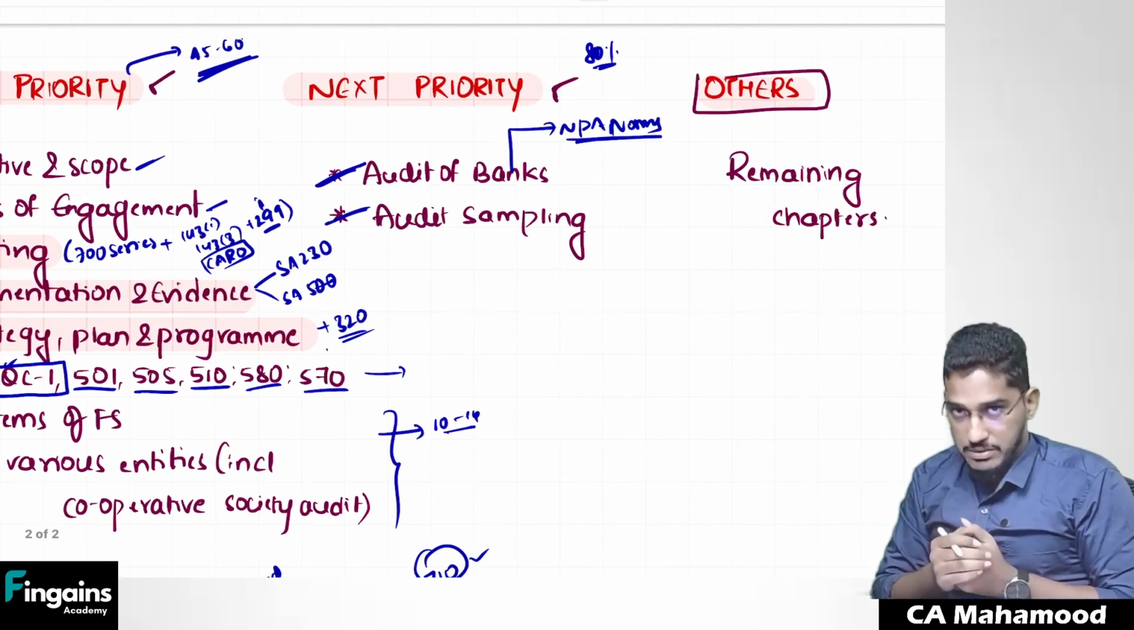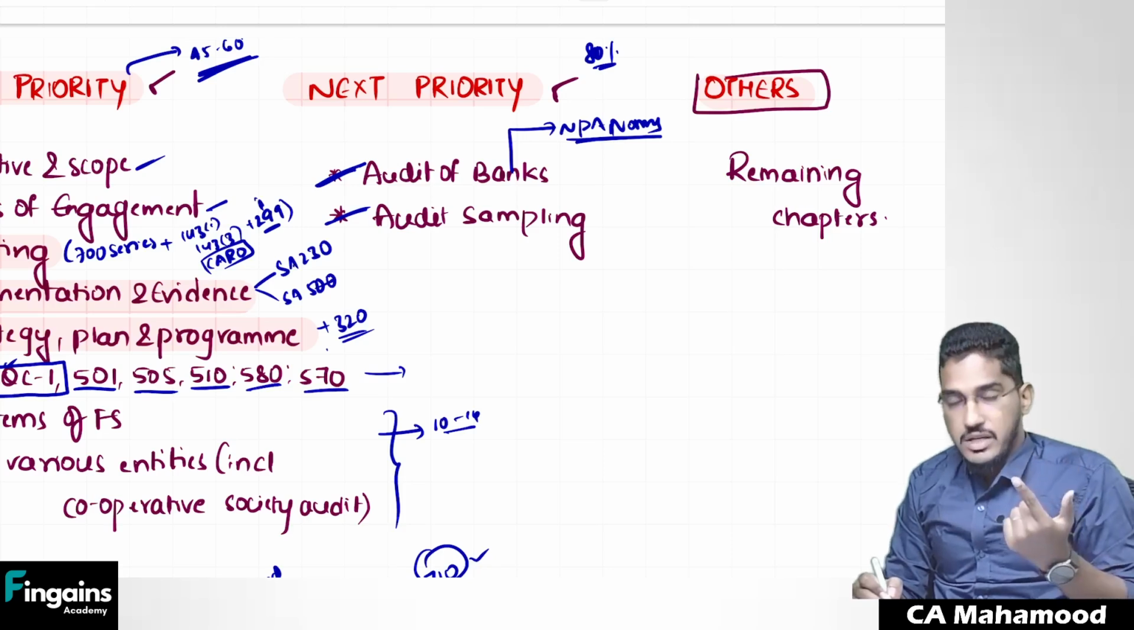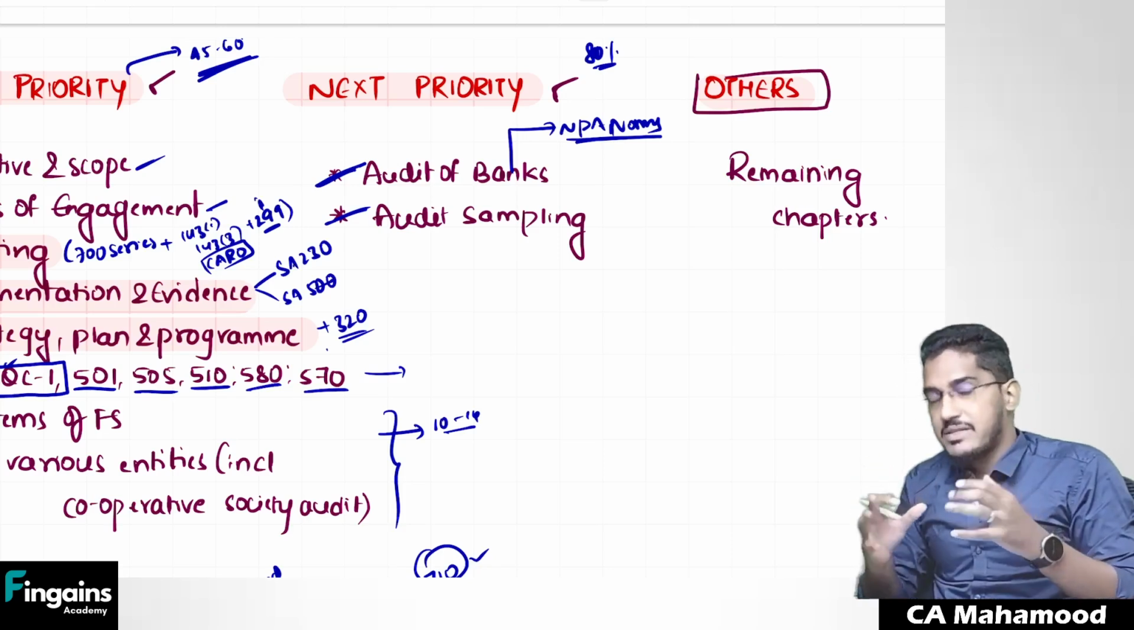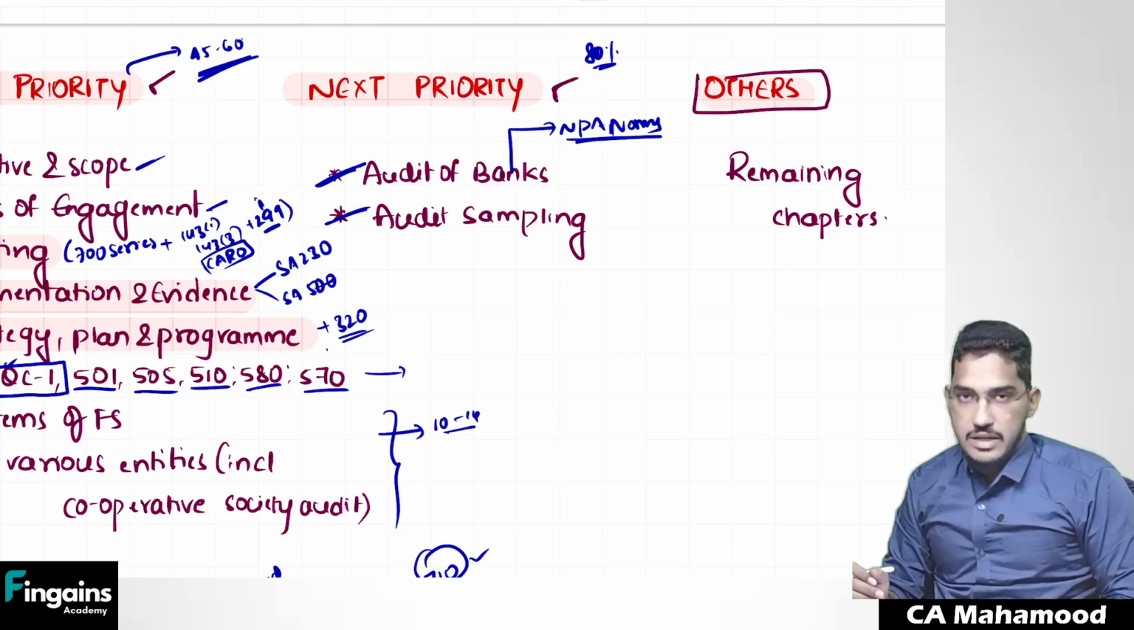Then you have to come to other chapters. In the other chapters, what and all will come? Analytical procedures will come, risk assessment and internal controls will come. So these are all complex chapters which will come. Clear? So balance time, if you have that, you utilize it in other chapters.